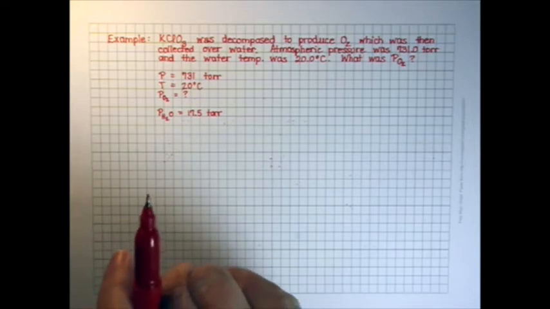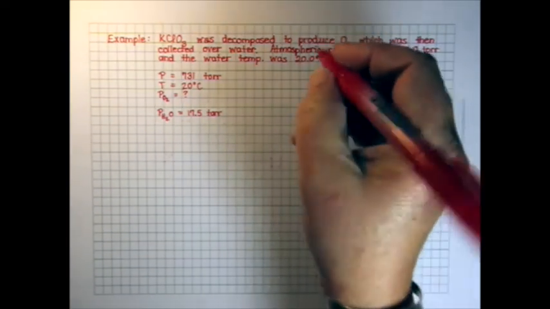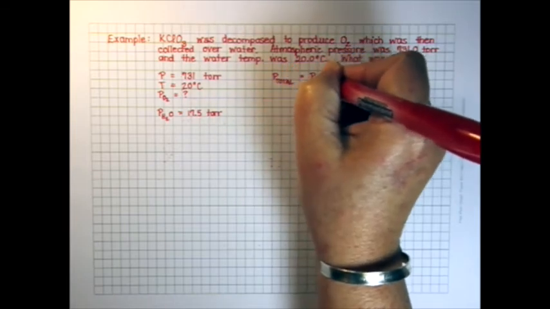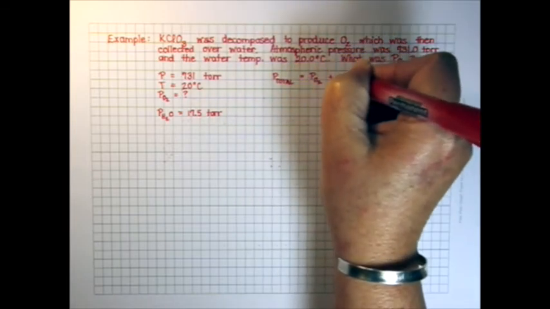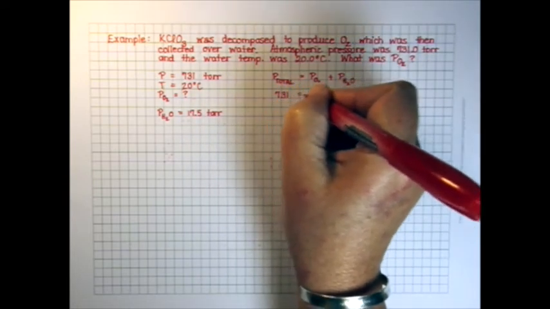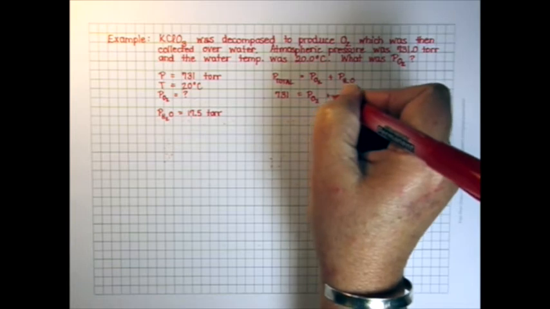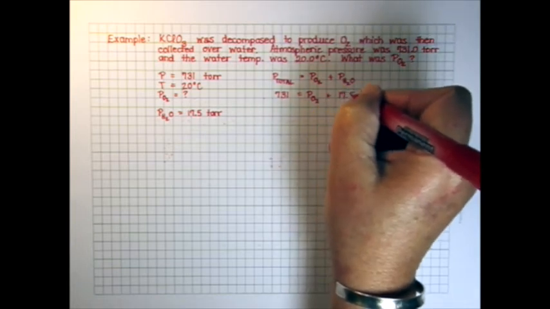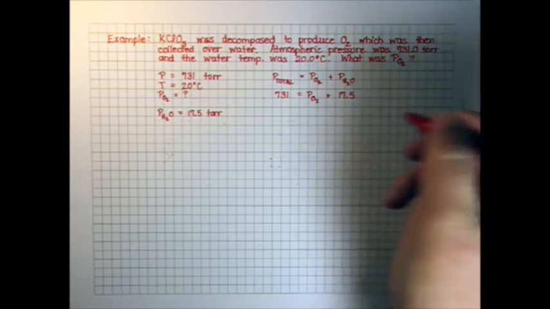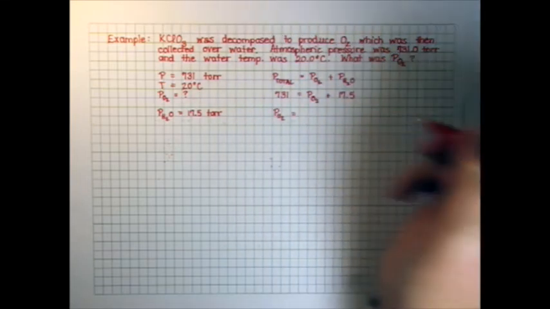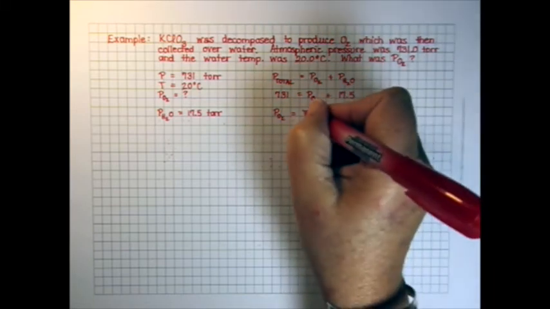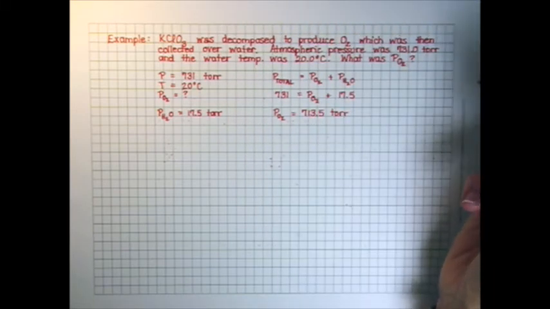All right. So Dalton's law then tells us that our total pressure is going to be the pressure of the oxygen plus the pressure of the water. Our total pressure is 731. That's the pressure of our oxygen plus 17.5. Okay, and so when you subtract, you'll find that the pressure of the oxygen is what? 713.5.